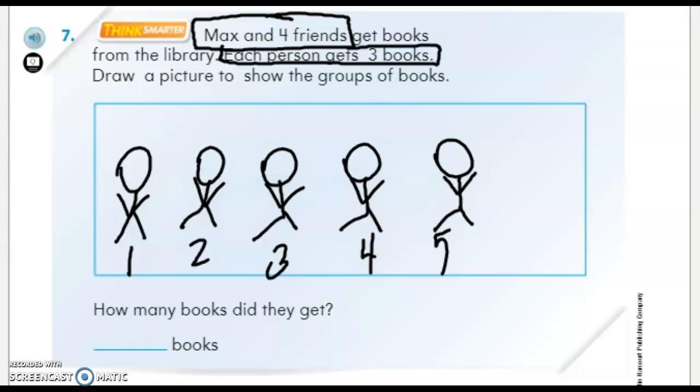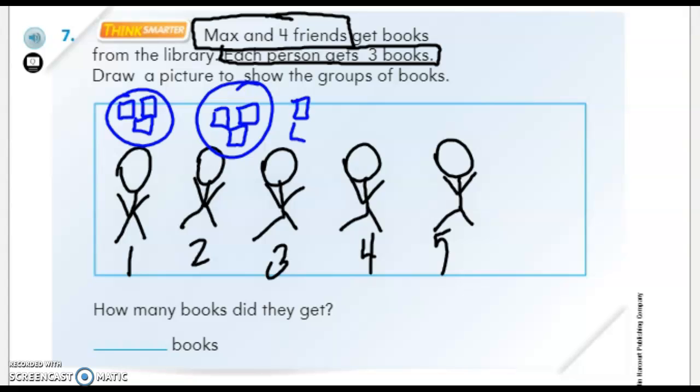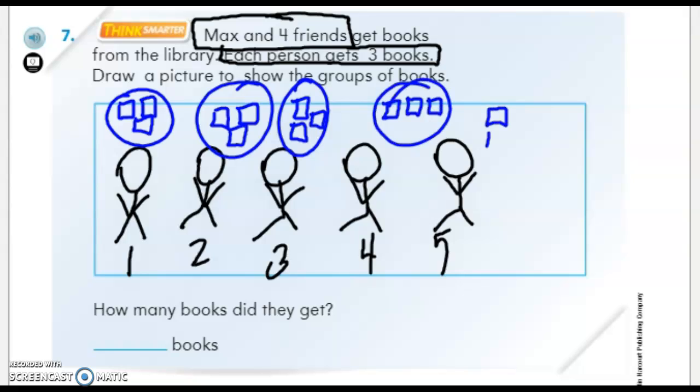So each person gets 3 books. So 1, 2, 3. There's my second group. 1, 2, 3. My third person. 1, 2, 3. My fourth person. 1, 2, 3. My fifth person. So I could write a number sentence.